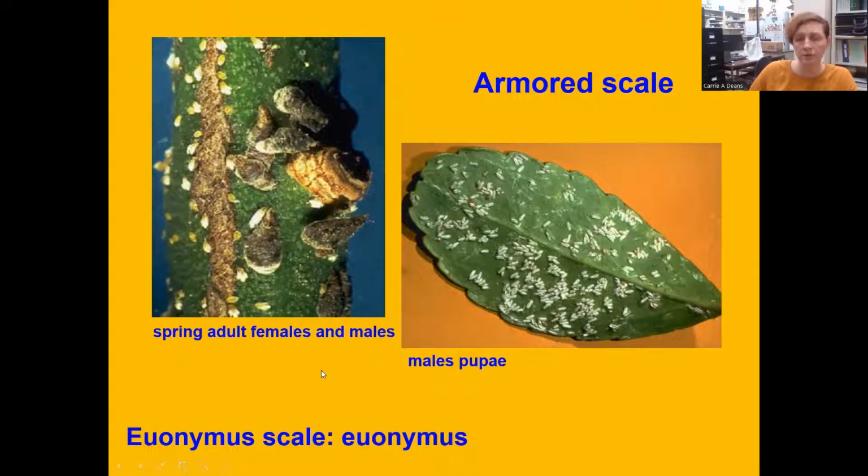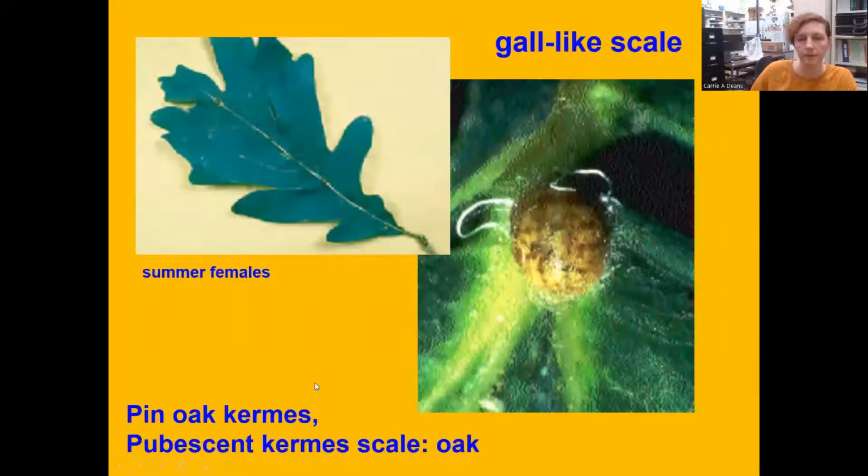Another difference between armored scales and soft scales is that armored scales are not phloem feeders. They actually feed on plant parenchyma cells. So they'd be considered cell rupture feeders, feeding on cell components. And we'll talk about why that's important when we get to the management slides.